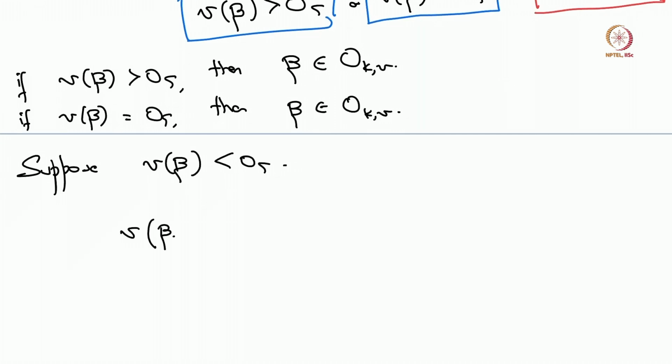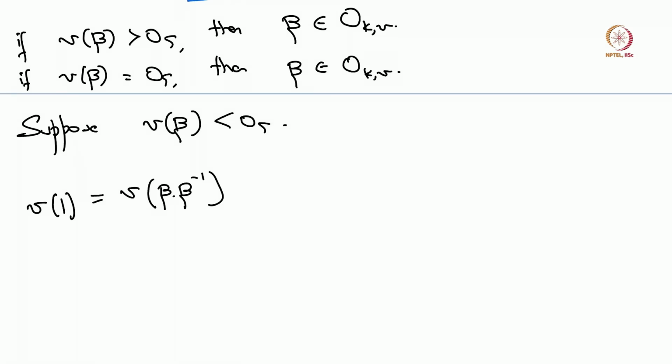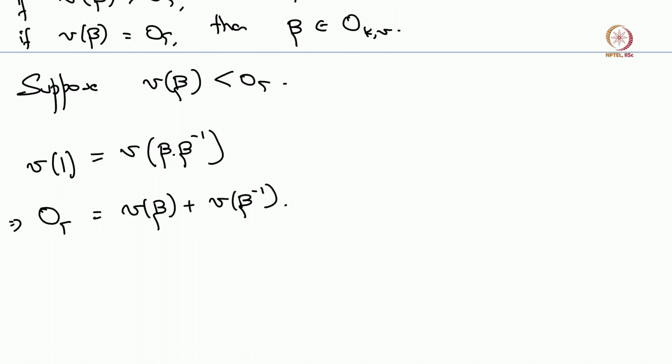Now I have the valuation of beta times beta inverse. But what happens when you multiply beta and beta inverse? You get 1. So the valuation of beta times beta inverse is the valuation of 1. But what's the valuation of 1? That's the identity element of gamma. And what's the valuation of beta times beta inverse? This is the valuation of beta plus the valuation of beta inverse. Okay, so let's box this.